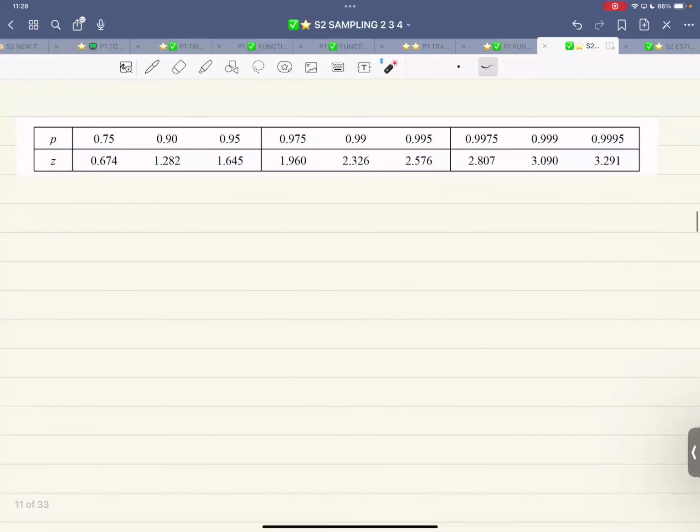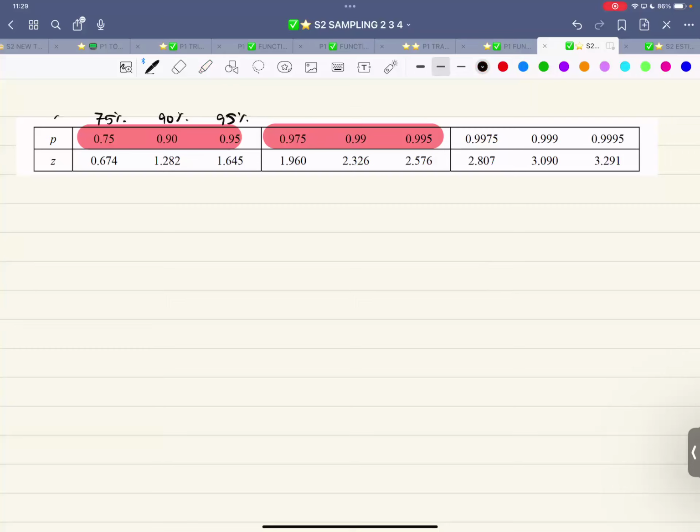So this is the table that I'm talking about. These are the commonly used 9 values that we come across. Actually, the first 6 values are the most common ones. These 3 and these 3, these are the most common ones. So this value is 75%, this value is 90%, this is 95%, this is 97.5%, this is 99%, this is 99.5%. And these are the corresponding z values that we will be using. So these 6 z values will be in use.